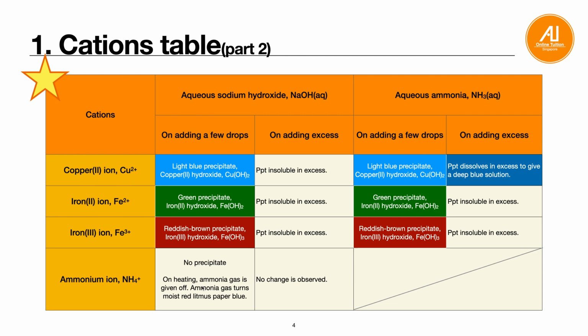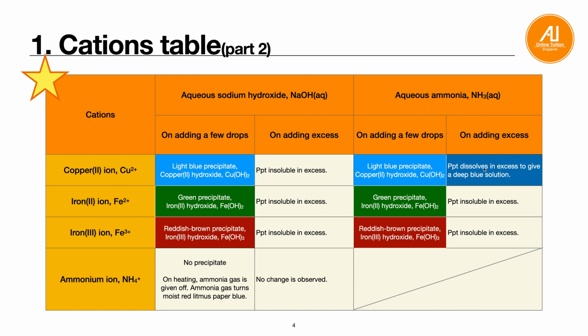But for ammonium, it is very unique. There's no PPT produced. But on heating, ammonia gas will be given off, and how do you test for ammonia gas? It will turn moist red litmus paper blue. So slightly different, slightly unique, so just watch out for this. These are all the unique colors like copper hydroxide, FeOH2 or FeOH3. If you add aqueous ammonia, it will be very similar to this one, except for this part here.